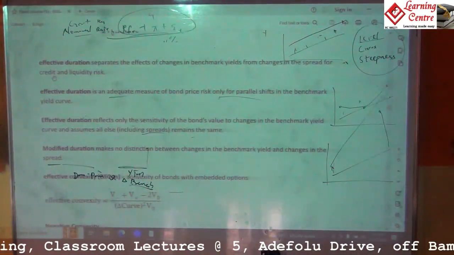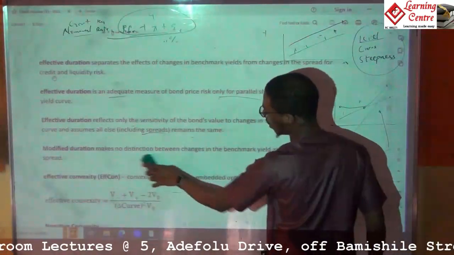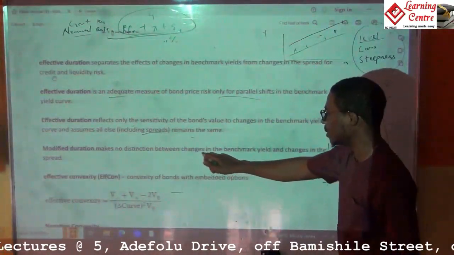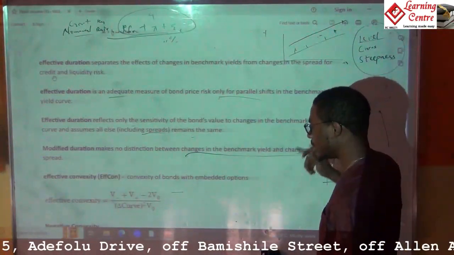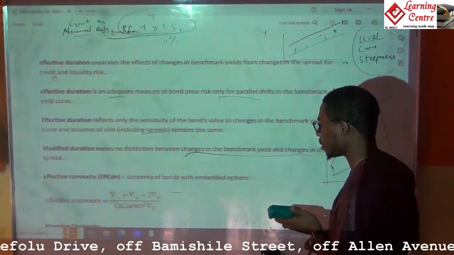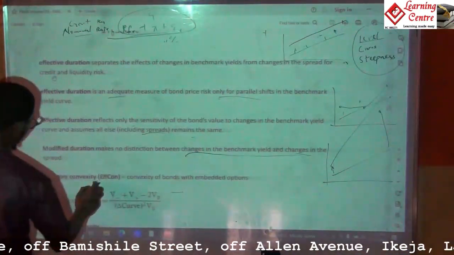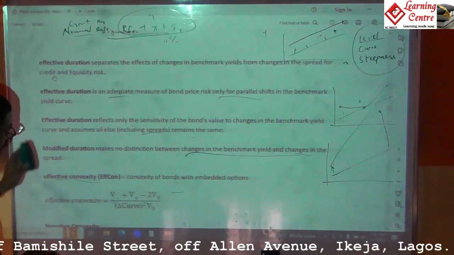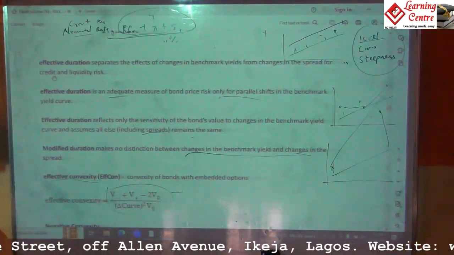Okay, so we talk about this valuation measuring sensitivity to the bond's own yield. That's why I say that it doesn't distinguish between the benchmark changes and spread. And then we will look at convexity. All of this is to get the formulas. Once you remember the formula, we will find these formulas.